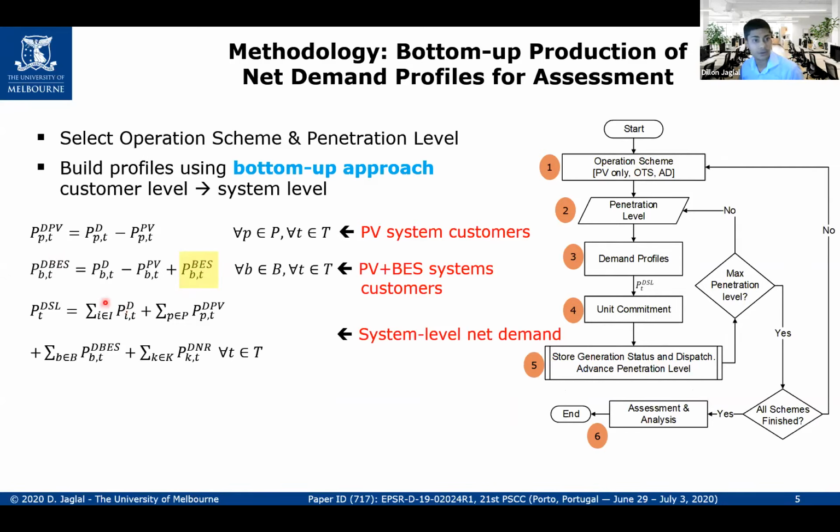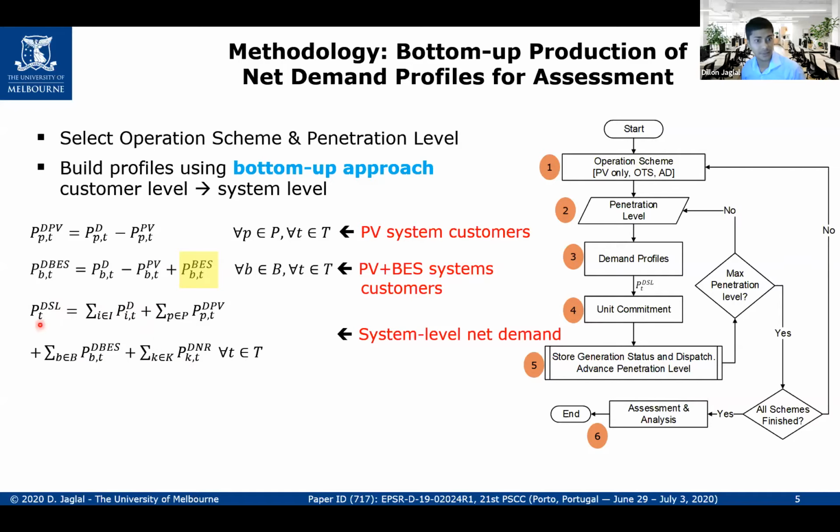Then you can sum all of these demands, which is made up of customers with demand only, customers with PVs, and customers with batteries, again from here. And then finally, there's a non-residential component. We need to sum all of these together to get the system level net demand.